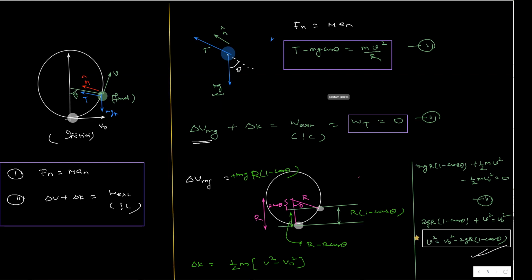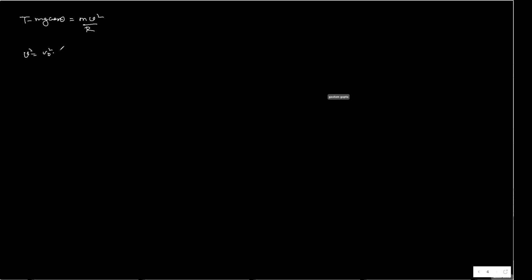Now we have to find the tension as a function of theta. So you have to remember this equation: T minus mg cos theta is mv squared by r. So let us move. Can I move to the next page? Yes, sir. Okay, so you know that T minus mg cos theta is equal to mv squared by r, and you have just derived that v squared is v naught squared minus 2gr into 1 minus cos theta.